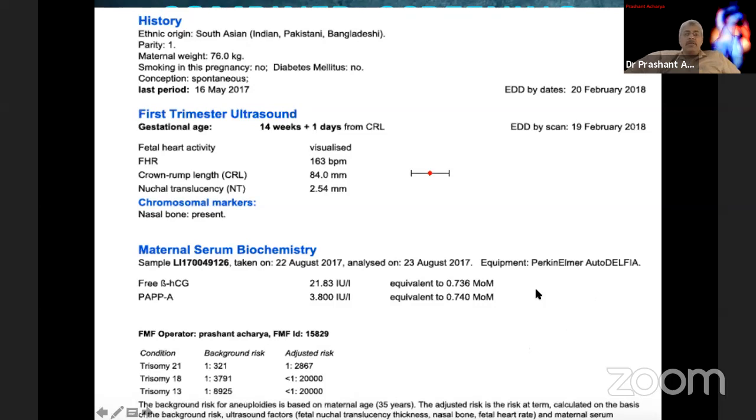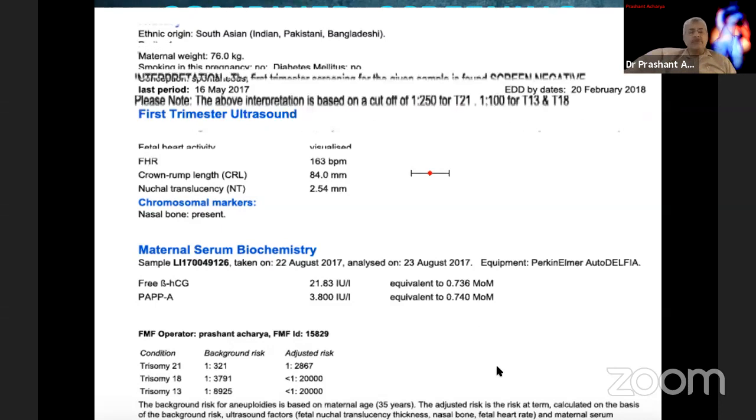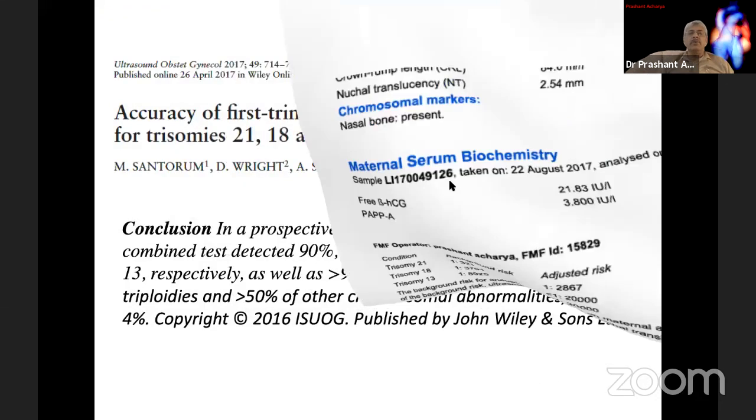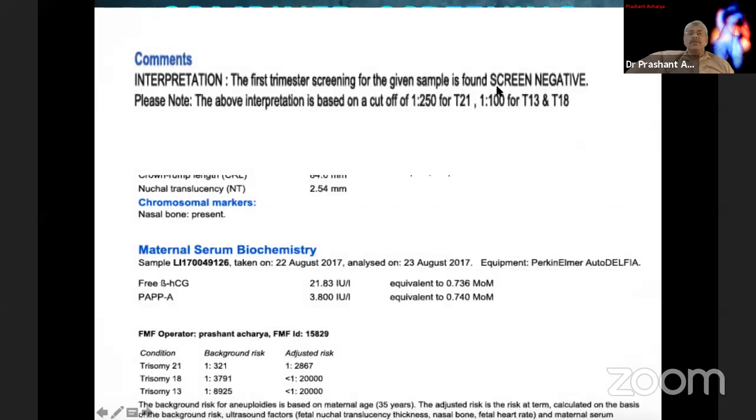Here, don't read the value, read the MoM values. This is 0.7 MoM, so it is a little bit, 30%, lower than normal. PAPP-A is also 0.74, that is also 25% lesser than the normal median range. So it gives you the risk like this, and eventually it will give you screen negative. Don't only read screen negative or positive, try and understand these MoM values, and that will give you a complete clue.